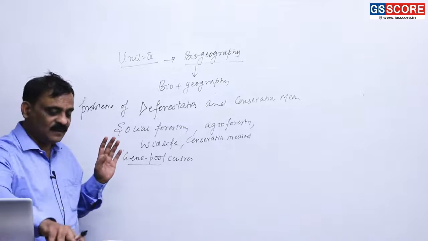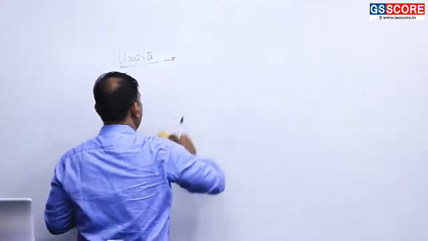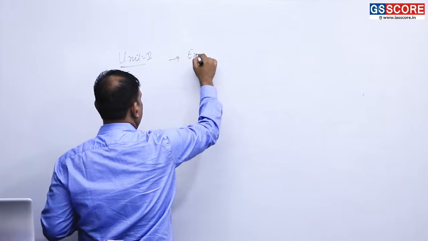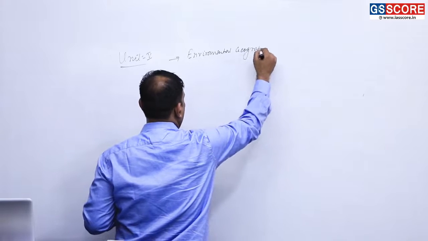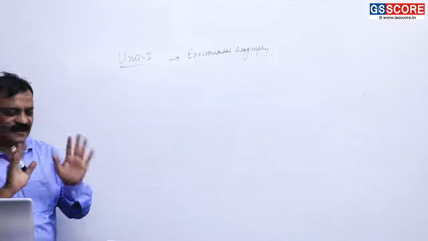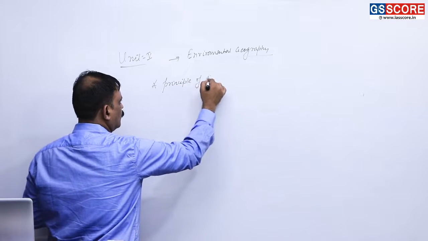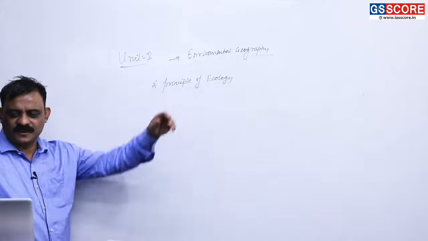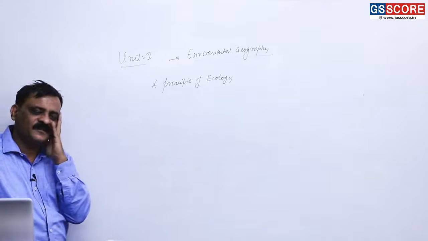Okay, now we go to unit number 5 of your physical geography, that is related to environmental geography, and we look to the syllabus. The very first topic that you will study in this is principles of ecology, okay, the very first topic. And what are those principles of ecology?